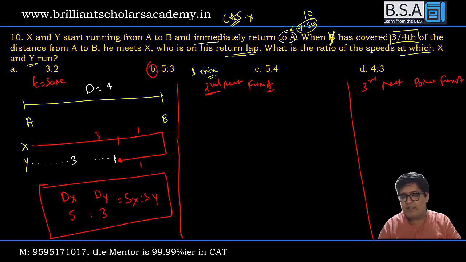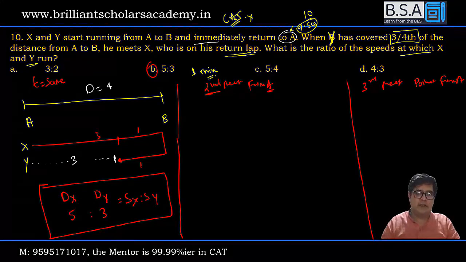Rarely there have been questions in CAT on 20th meeting point, 13th meeting point. No. Third meeting, 4th meeting, 5th meeting at the best. In circular motion, you can have 1000th meet. It's a cyclic pattern there, not here in linear races.